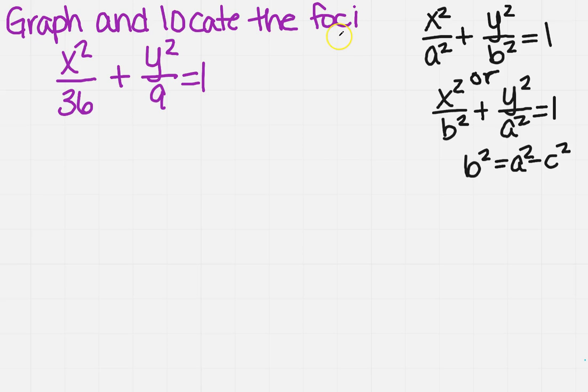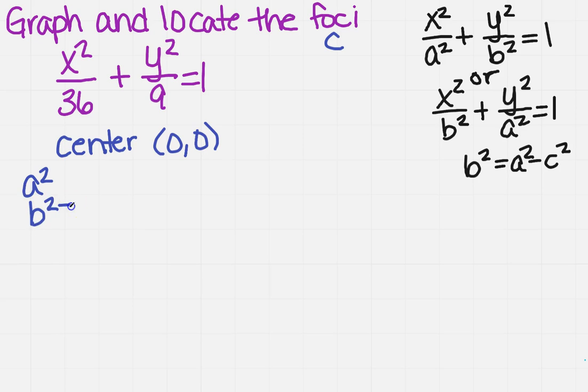Now, if I want to find the foci, remember that c is the letter that we're looking for. There's nothing added to x or to y, so the first thing I know is that the center is going to be at 0, 0. So there's the easy part. Now, we know what a squared is and what b squared is, looking at the formula, correct? So a squared is 36 and b squared is 9, so you can also think of that as a is 6 and b is 3.